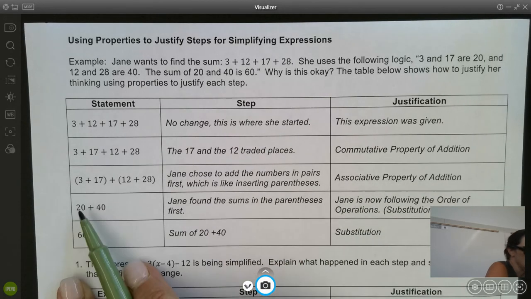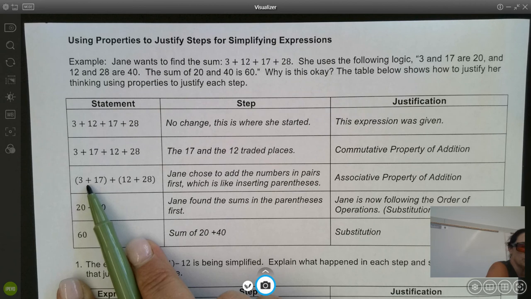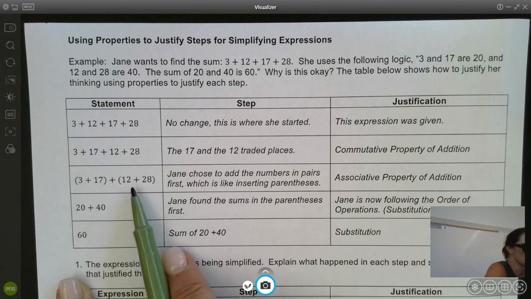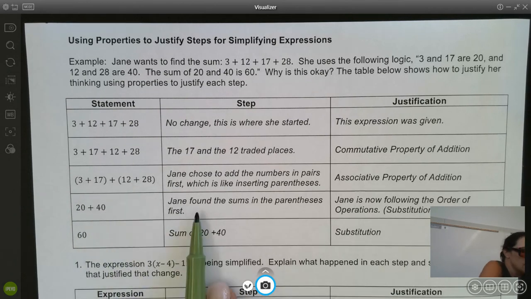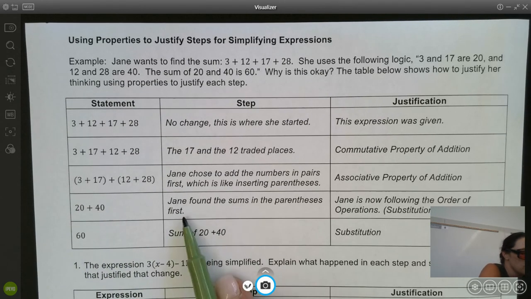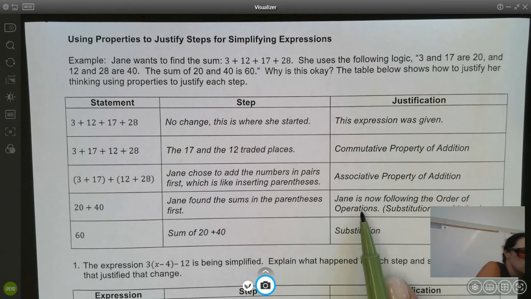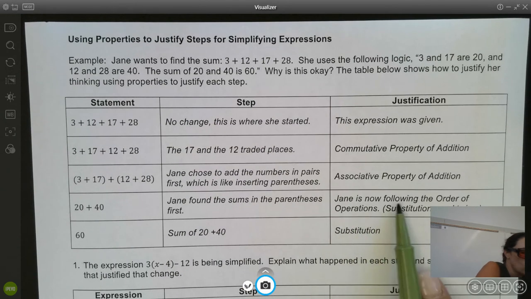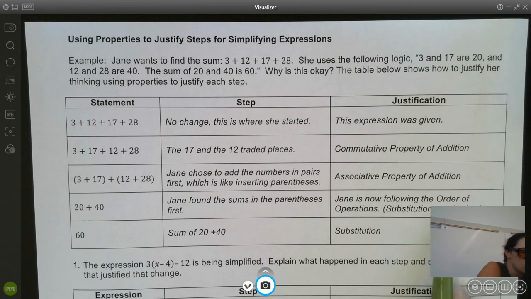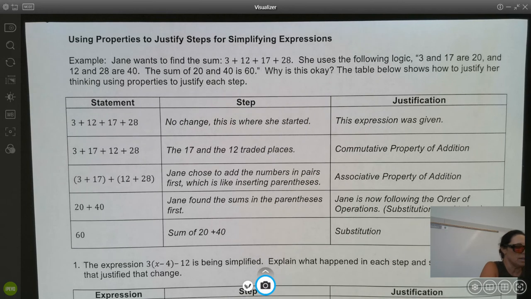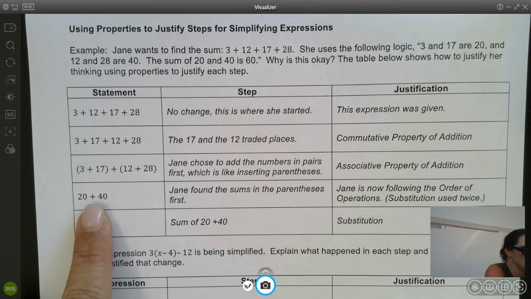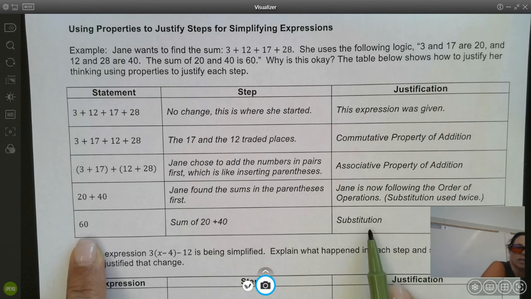Now 20 was substituted for 3 plus 17 and 40 was substituted for 12 plus 28. Jane found the sums in the parentheses. Jane is now following the order of operations, substitution used twice. Then 20 plus 40 gets replaced by a 60 by the substitution property.